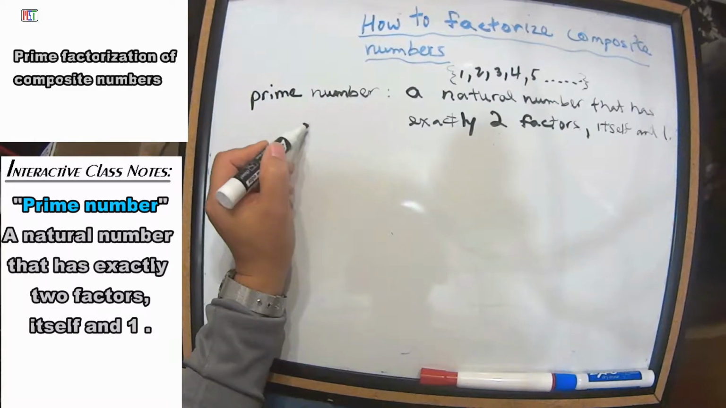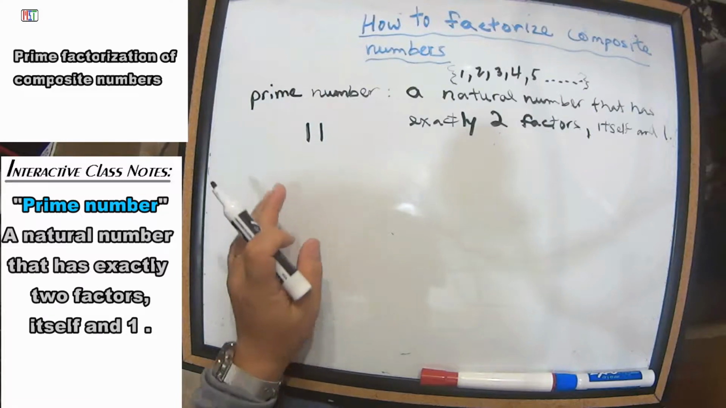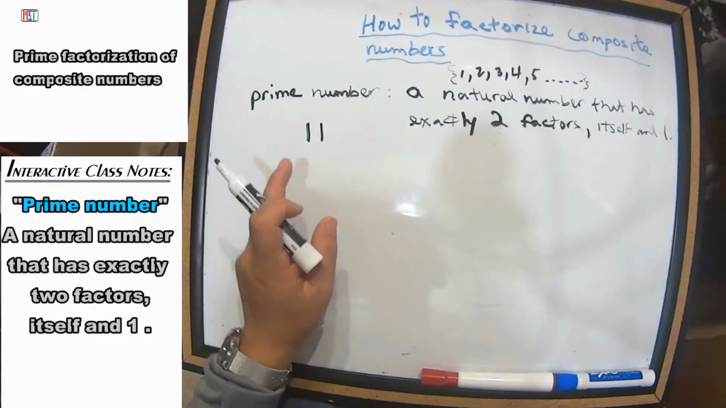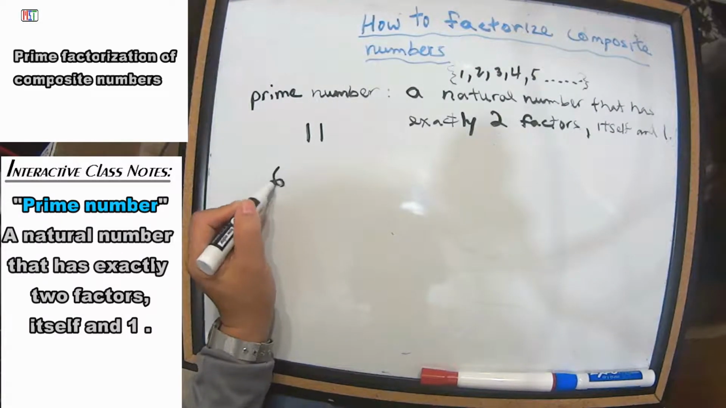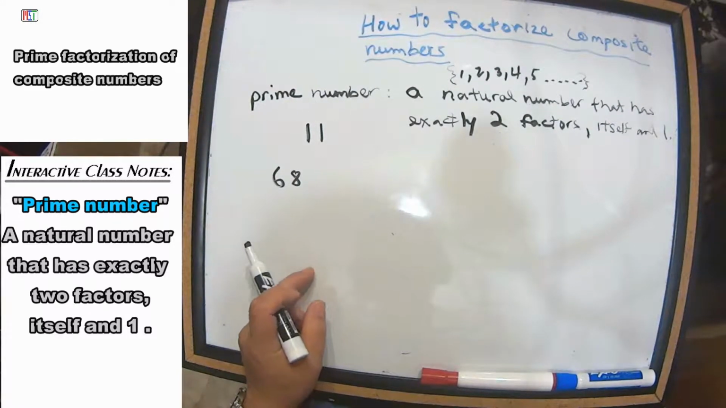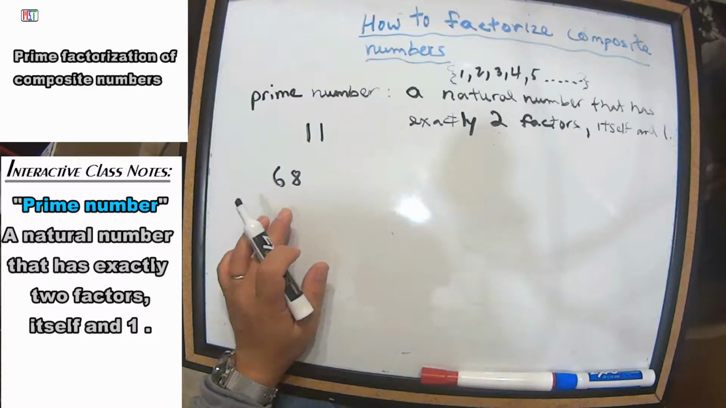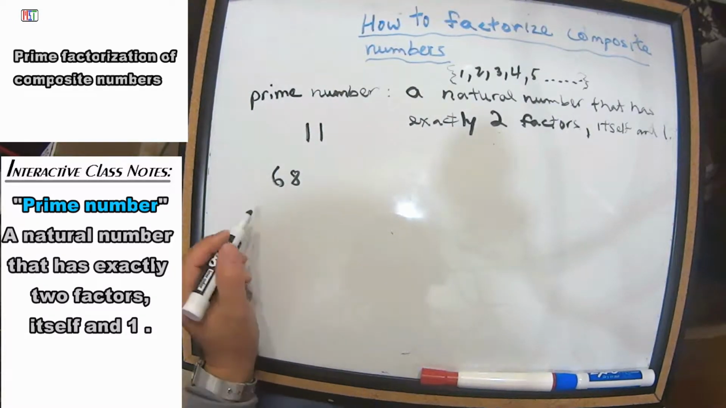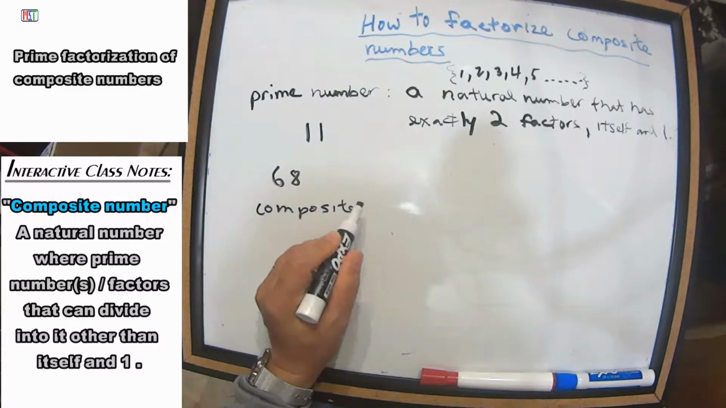Now think of this number here, 11. 11 is a prime number because there is no other factor other than itself and 1 that can divide into it. On the other hand, when you look at 68, 68 is not a prime number because other than 68 and 1, other numbers can also divide into it. Okay, so that's what a composite number is. So let's define that.